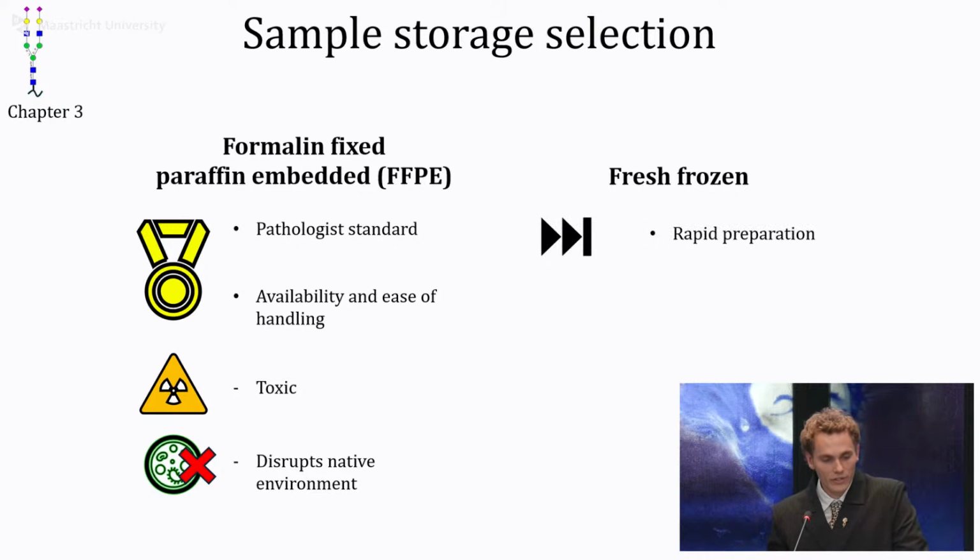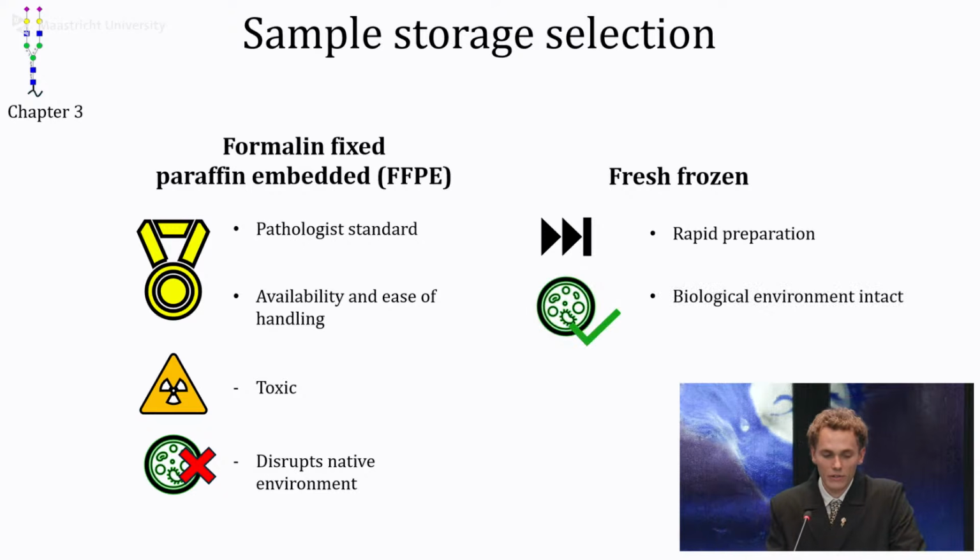If we take a look at fresh frozen tissue sample storage instead, this is very rapid preparation, because you just take your tissue and dunk it in liquid nitrogen, and it freezes immediately. That keeps the biological environment intact, which is good for when we want to look at the molecular imagery in the tissue. However, there is quite limited availability due to the storage facilities you need to keep the samples very cold at -80 degrees. However, at M4I we have a good relationship with clinicians, and we therefore get a lot of fresh frozen samples into the lab. That's why I wanted to investigate this.